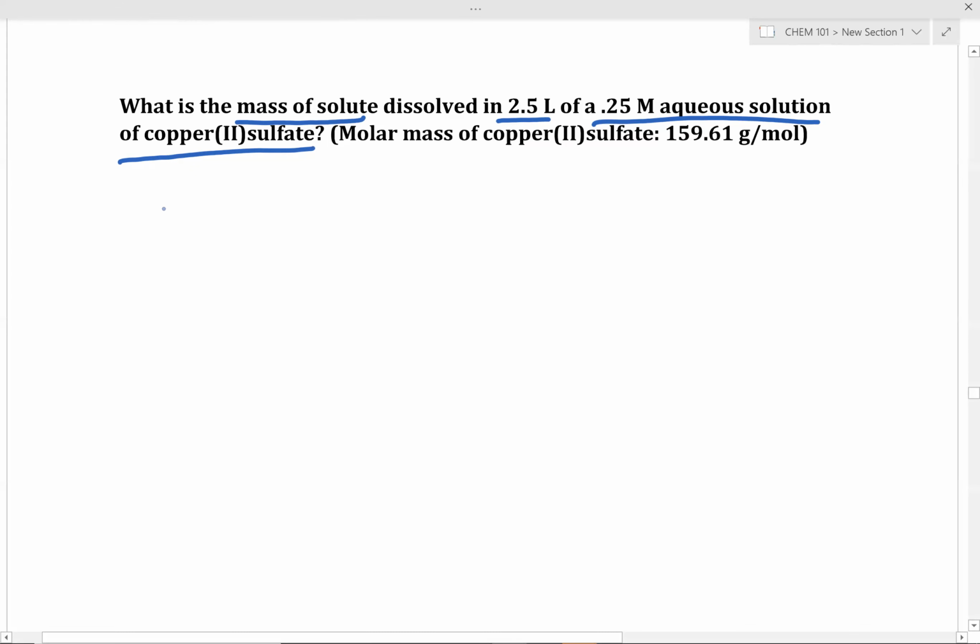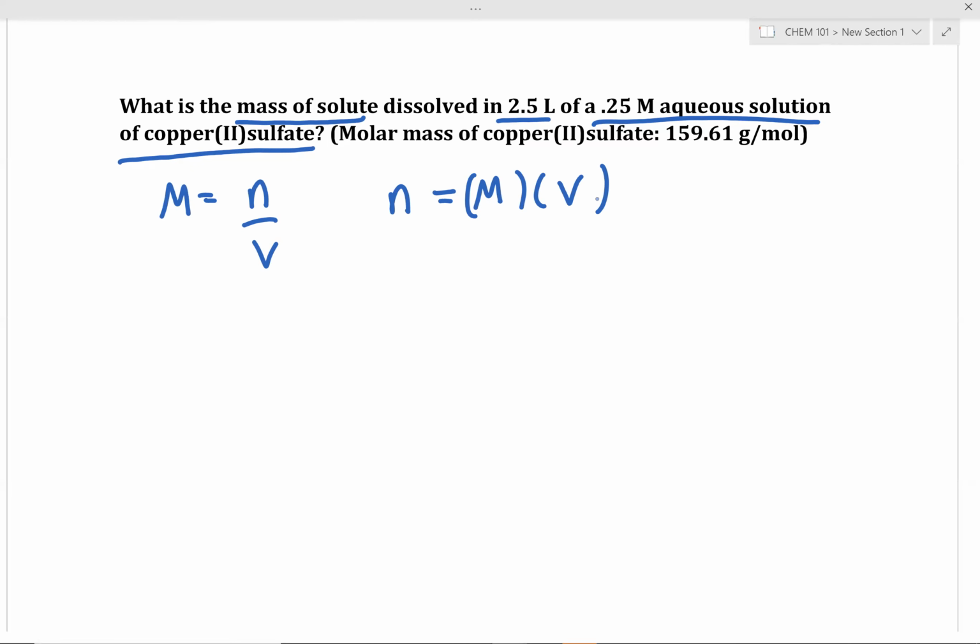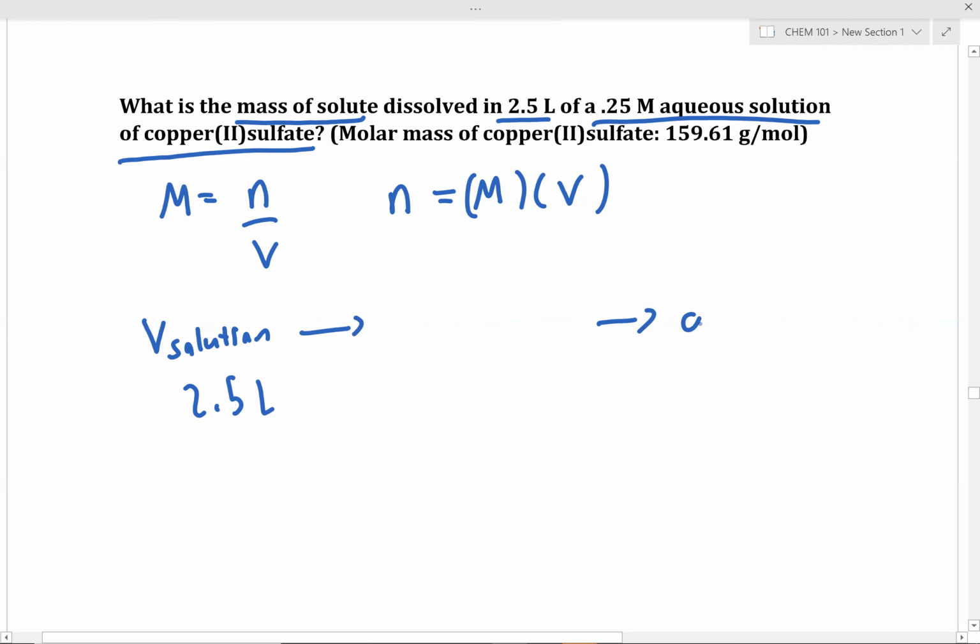we know that molarity is equal to the moles of solute over the volume. We also know that the moles are equal to the molarity times the volume of solution by rearrangement, right? So given that we're starting off with the volume of solution, we're given that we are starting off with 2.5 liters of solution. And in the end, we want to report the grams of copper 2 sulfate.